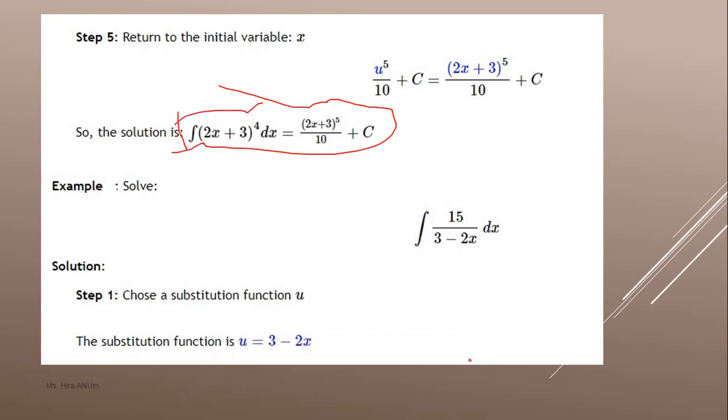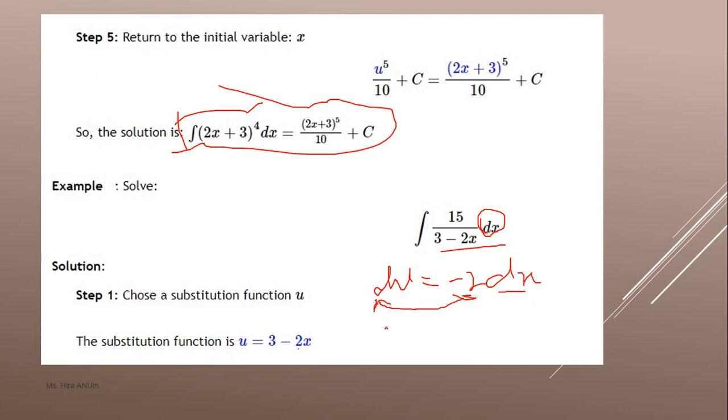We have another example. Solve this function: integral of 15 over 3 minus 2x dx. Now we can let u equals 3 minus 2x. Now we have to find the derivative, du. The derivative of 3 is 0, and the derivative of minus 2x is minus 2, since the derivative of x is 1. So du equals minus 2 dx, but we have only dx here.